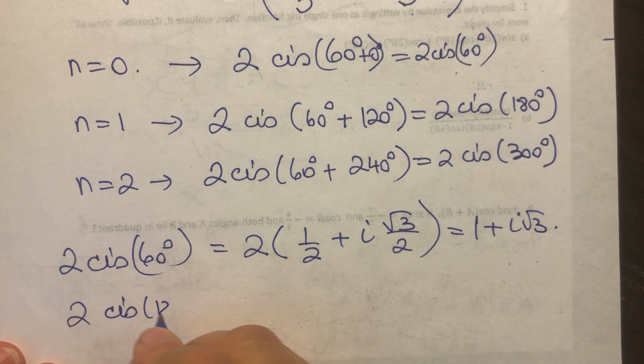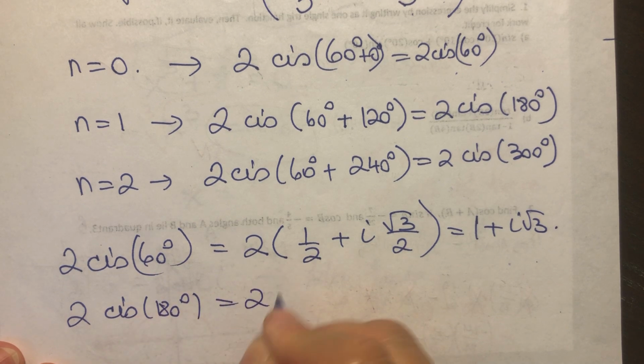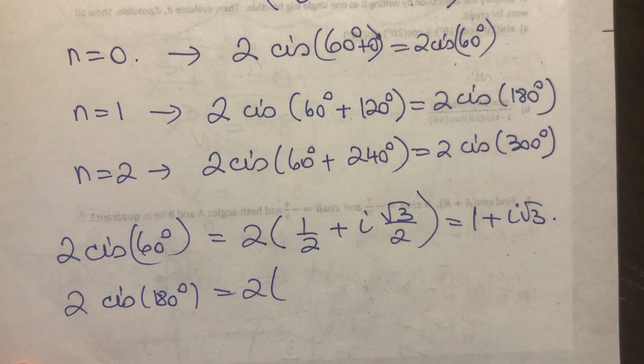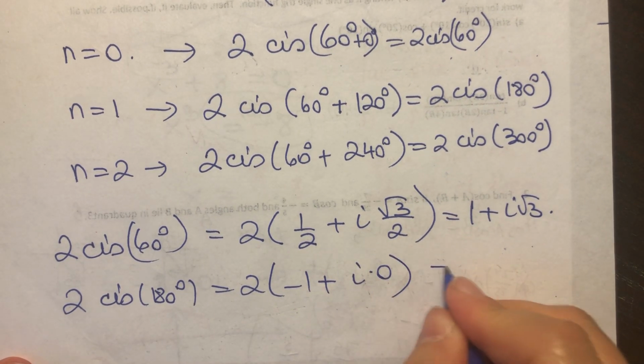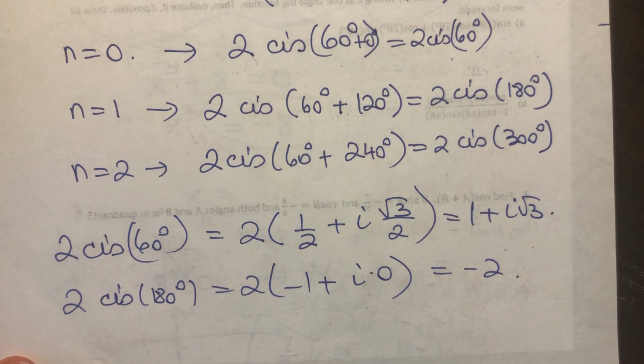2 cis of 180 is 2 times, what's cosine of 180? That's a -1. What's sine of 180? That's a 0. So I'm left with -2.